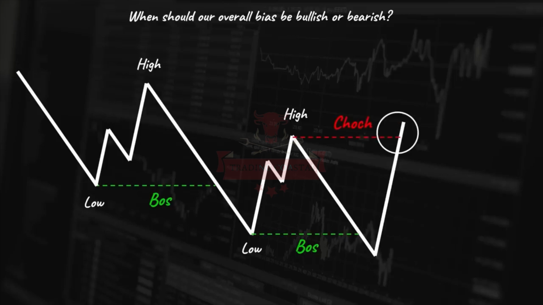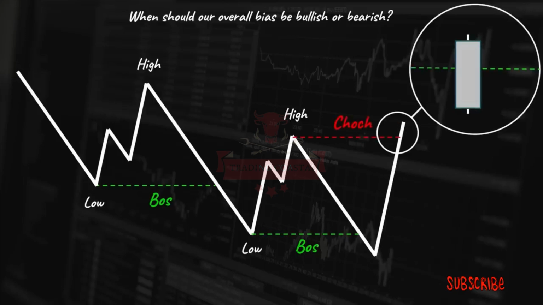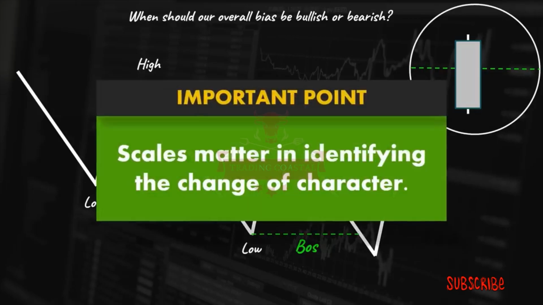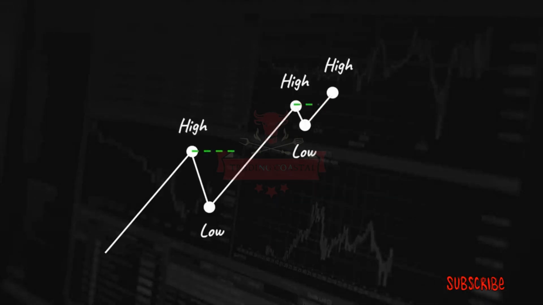A breakout occurs when a candlestick closes a visible amount through a level of market structure. So, first we must locate the sources to identify the reversal points. But here is an important point. Scales matter in identifying the change of character. For instance, here, both of these levels are considered a source because they have broken above the previous market structure. However, we won't consider this break a valid change of character.